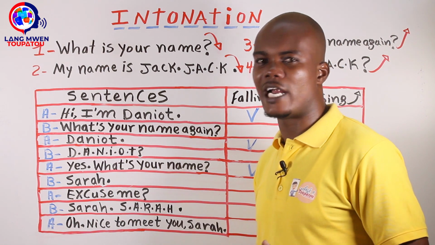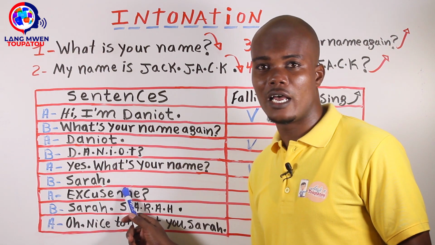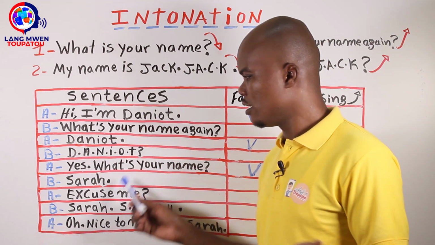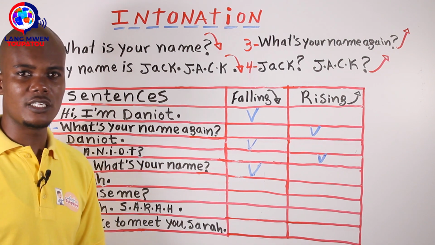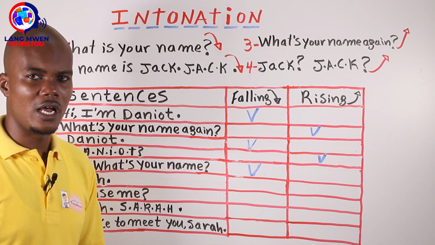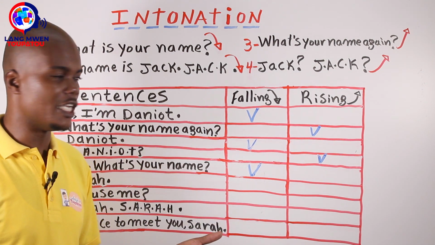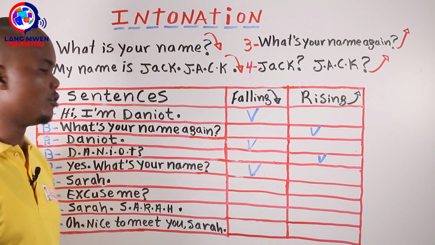And B answers Sarah. Okay, Sarah. And Sarah is a falling intonation in this. When they say Sarah, falling intonation or rising intonation, what do you say?